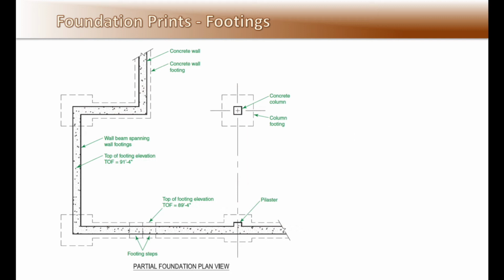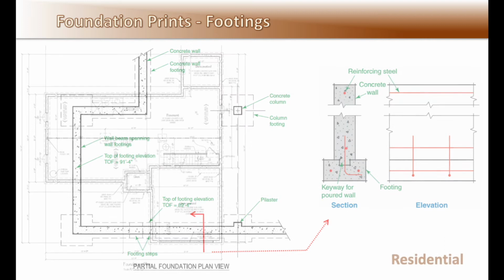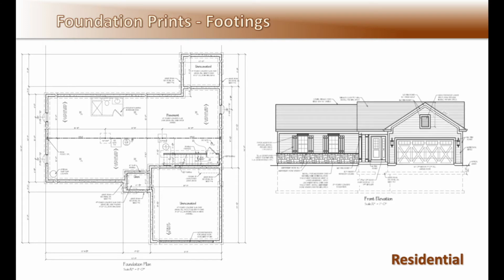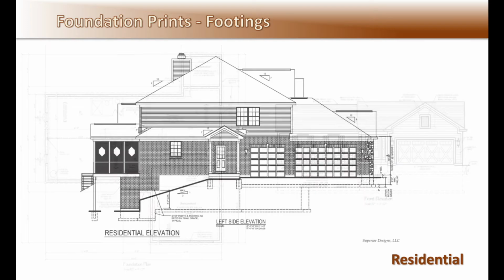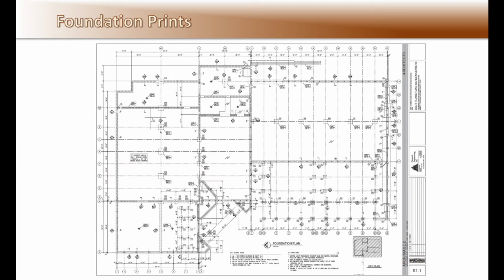Here is an example of a simple partial foundation plan. You will have a footer and a wall as shown in this section and wall elevation. Here is a residential foundation plan with the basement. Note how the foundation is also shown on the building architectural elevation using dashed lines as if hidden by the earth. Here is a foundation plan of an office warehouse building.